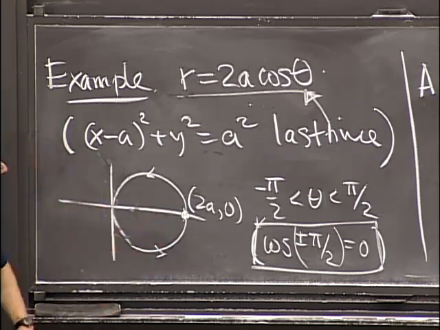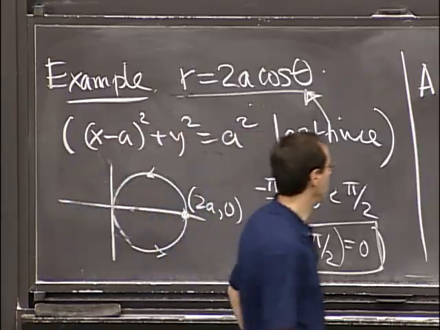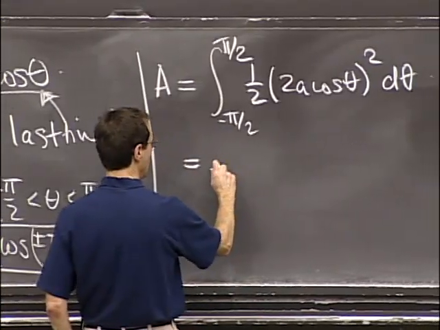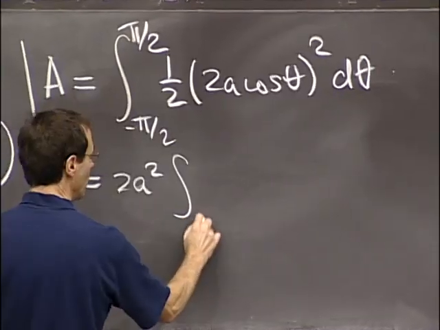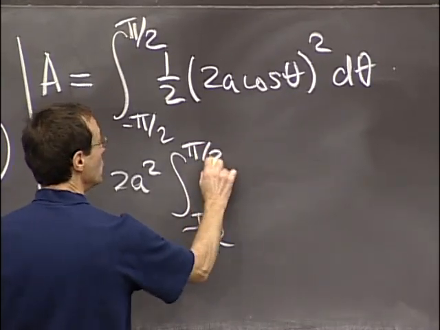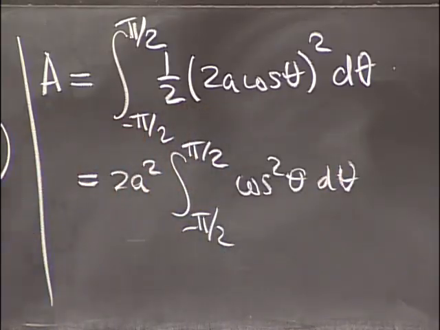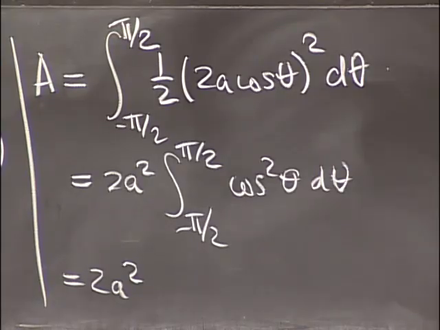All right, so here's the situation. Here's my integral. And now we're faced with a trig integral, which we have to remember how to do. First let me factor out the constants. This is 4a squared divided by 2, so it's 2a squared, integral from minus pi over 2 to pi over 2 of cosine squared theta d theta. And now you have to remember what you're supposed to do at this point. If you haven't done it yet, this is practice you need to do.